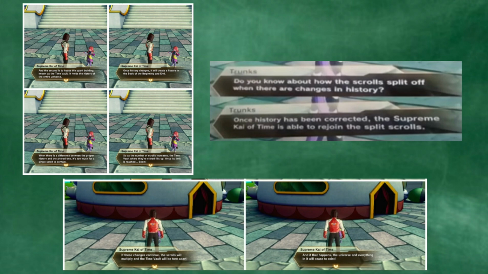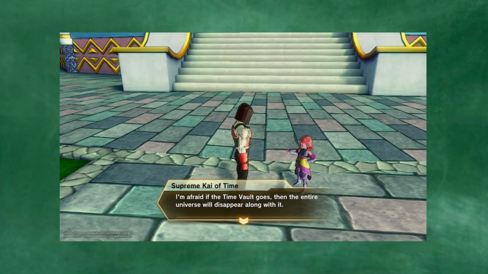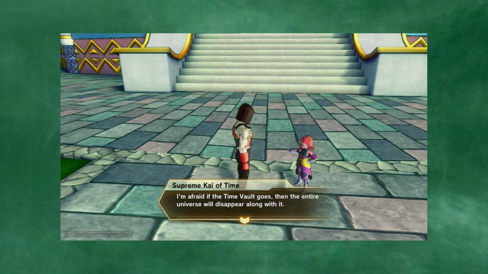While destroying a timeline would qualify for low multiversal, this depends on how the timelines are destroyed. In both Xenoverse and Heroes, it's shown and stated that merely changing history causes timelines to get destroyed and to collapse, which is what Miro and Towa were doing. Another method to destroy all timelines in Xenoverse is to destroy the Time Vault. Since the Time Vault contains all scrolls, that will lead to the destruction of the timelines without the need to be able to destroy the timelines directly. We'll get into that later. It's essentially a big chain reaction.